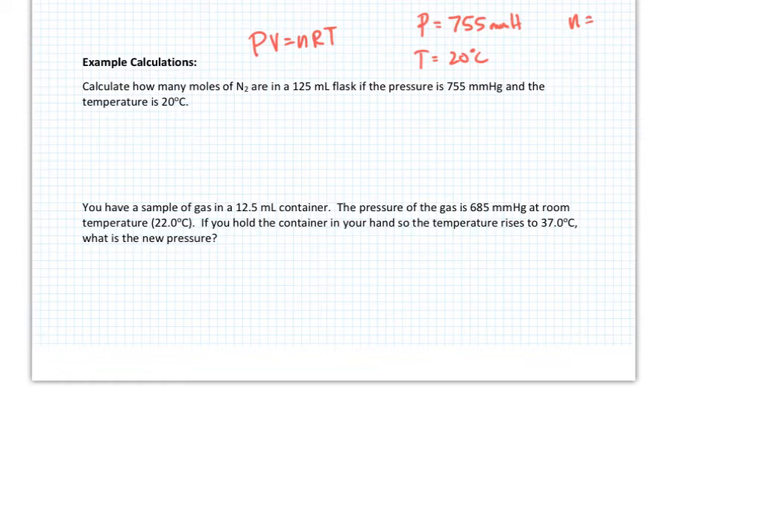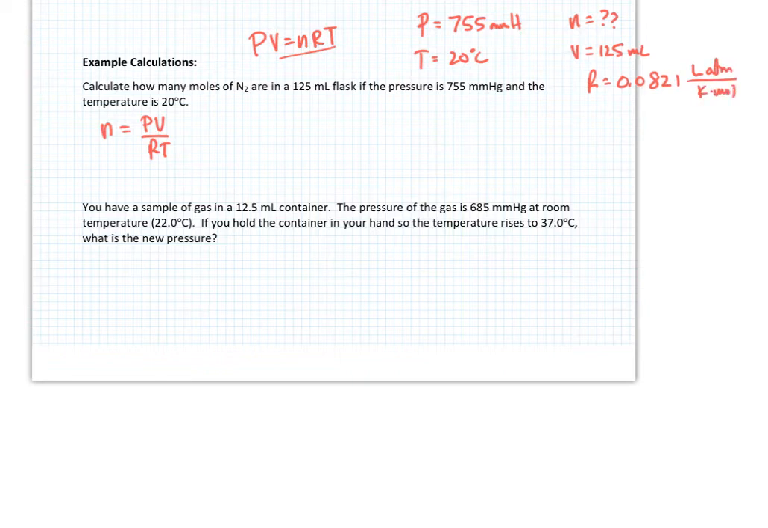Number of moles, that's the thing we're looking for, and the volume is equal to 125 milliliters. All right, so I'm going to solve this equation for number of moles. So n is equal to PV over RT. And if we recall, R is equal to 0.0821 liter atmosphere per Kelvin mole.